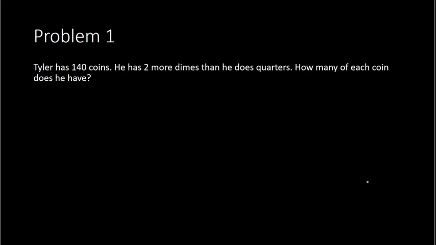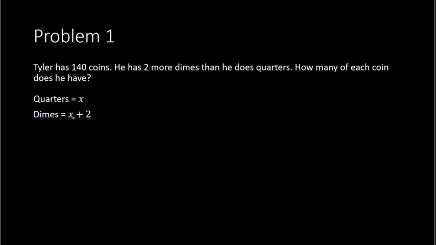So for problem 1, you're told that Tyler has 140 coins. He has 2 more dimes than he does quarters. How many of each coin does he have? So he has quarters and dimes, and notice he has 2 more dimes than quarters. So everything is based off quarters, right? If quarters and dimes both are unknown, we're trying to figure those out. Quarters can be x, and then dimes is based off that, and dimes could be x plus 2, because there are 2 more dimes than quarters.